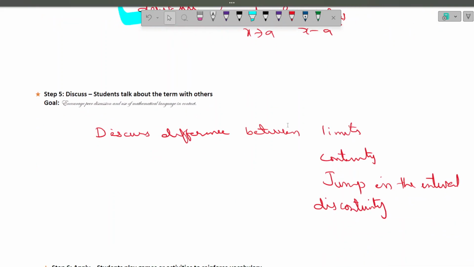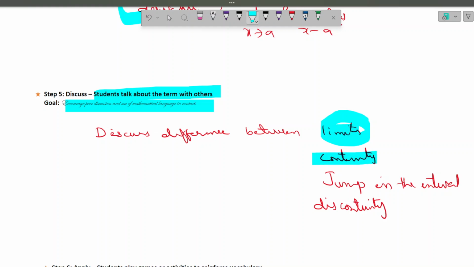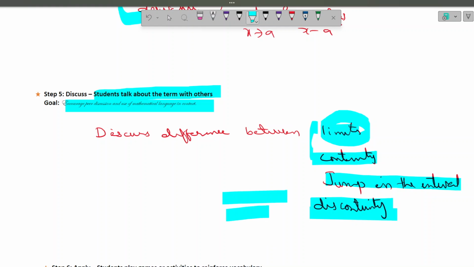Next comes discuss. That means this is cooperative learning. The students discuss with each other, that is pure discussion, using mathematical language in the concept. Now they are using mathematical terms. They are discussing the difference between limits, what is continuity, are they related, a jump in the interval and discontinuity, types of discontinuity, removable discontinuity, all that stuff.